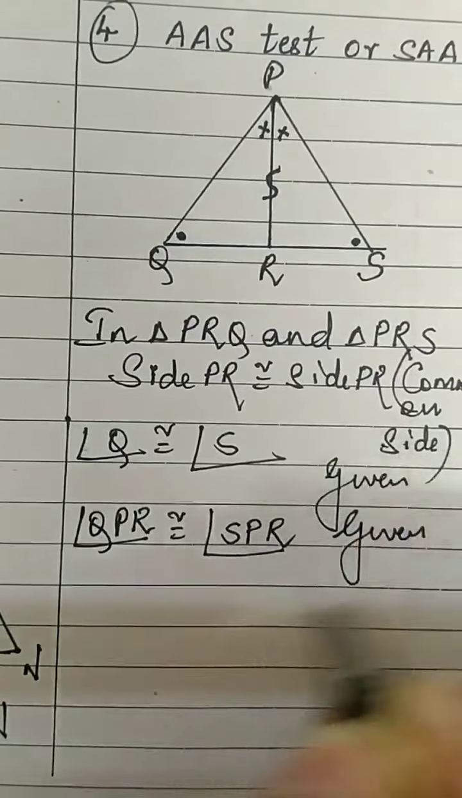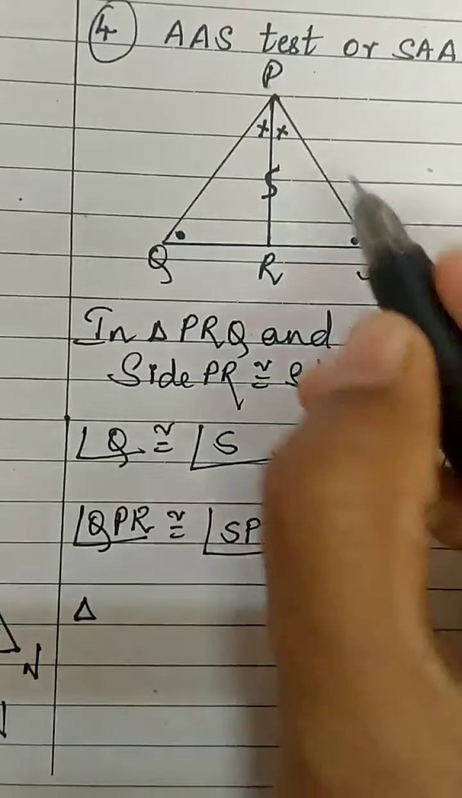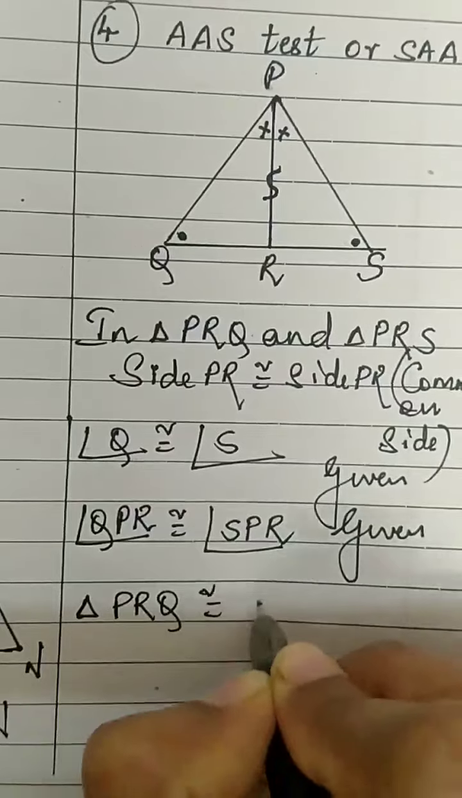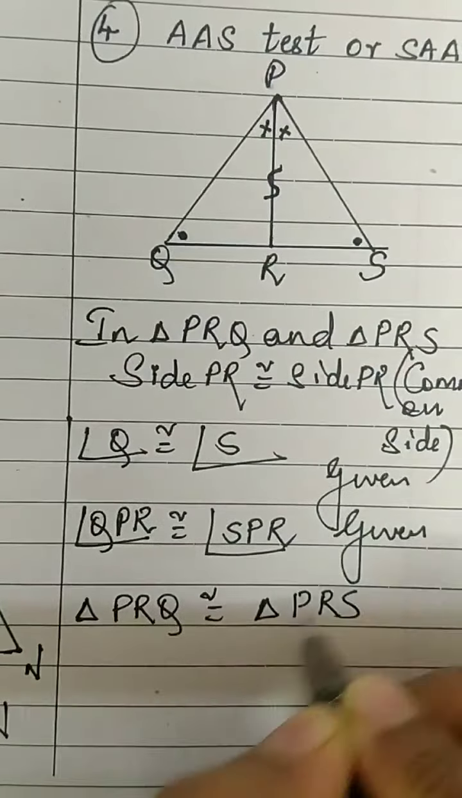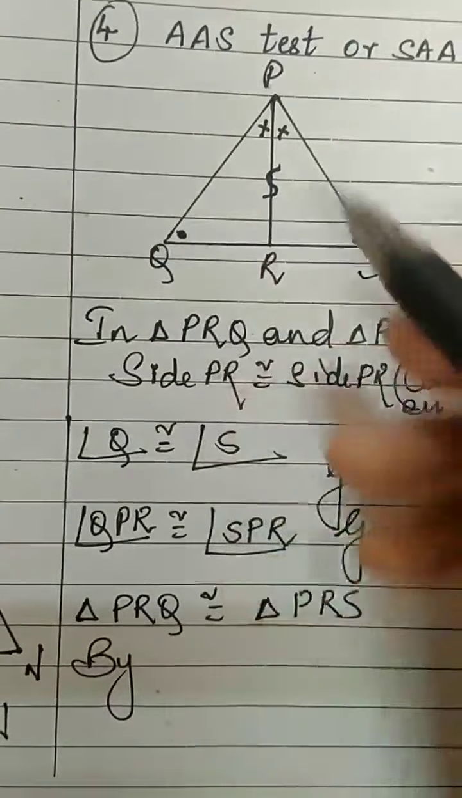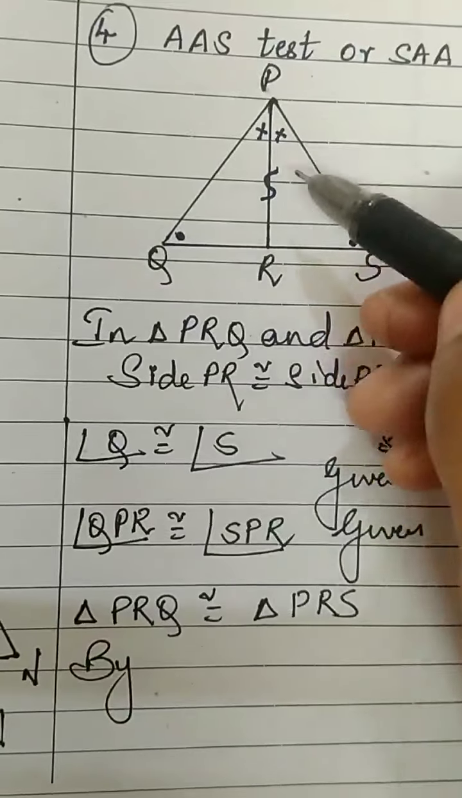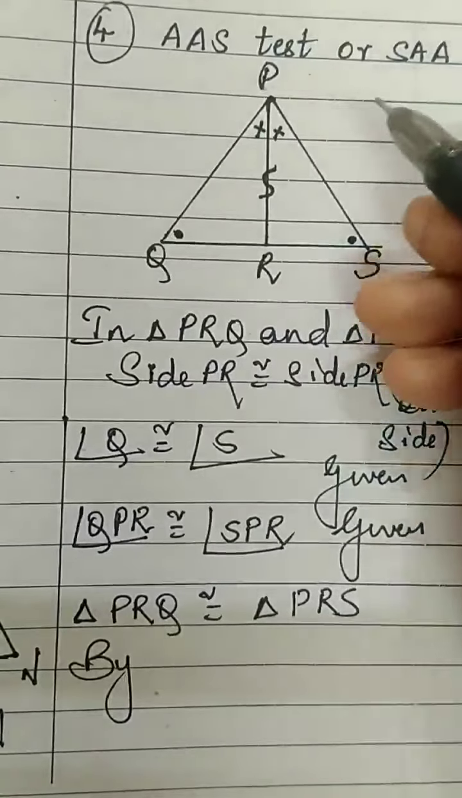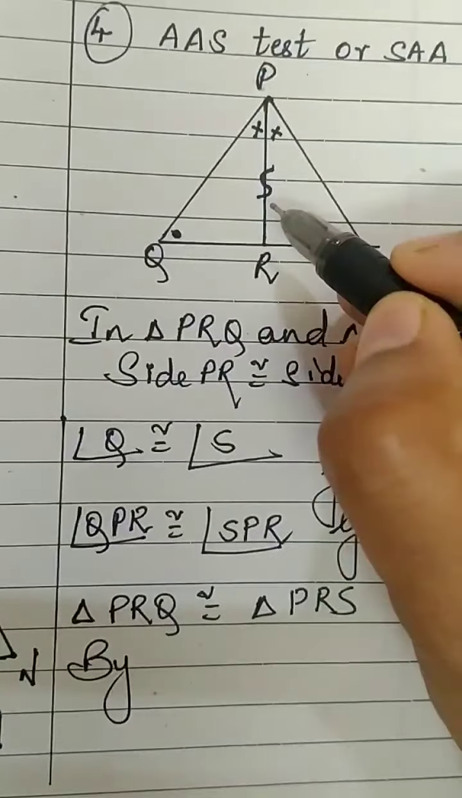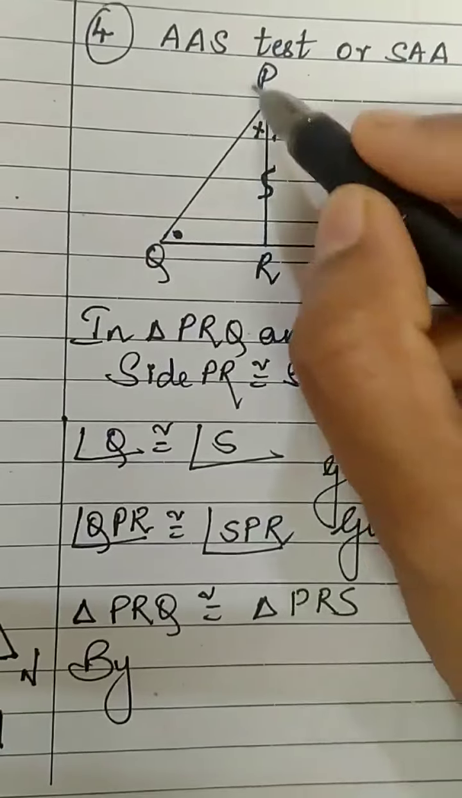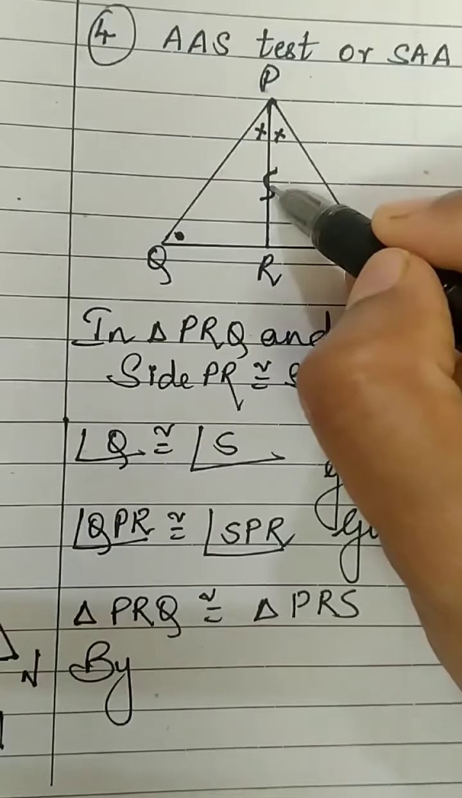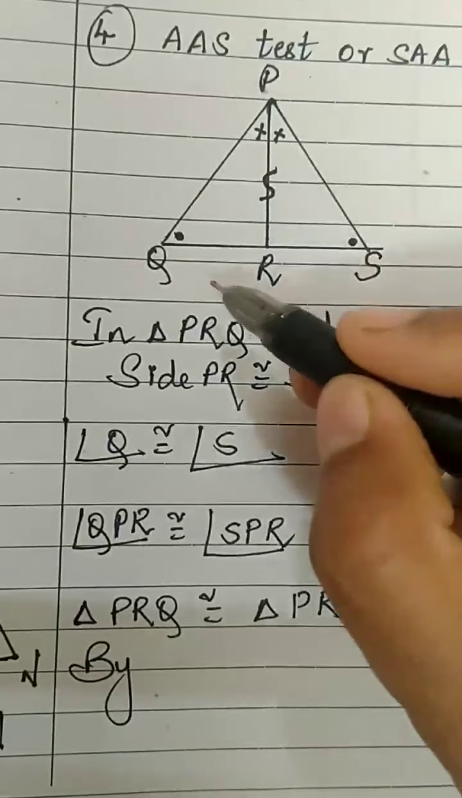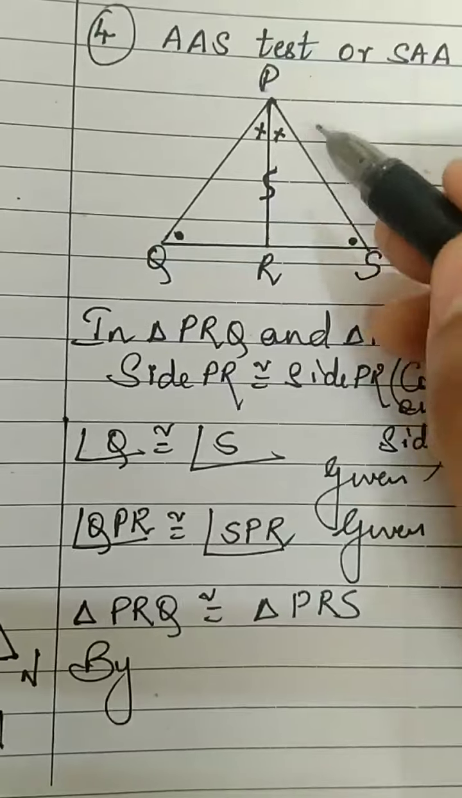So we can say that triangle PRQ congruent to triangle PRS by which test? Is this SAS? No. Only one side we have, no other side is mentioned. But you can see two angles and one side. So is this SAS test? No. For that also you need sides. That is not given. SSS means all three sides should be given. That is not there. Okay.